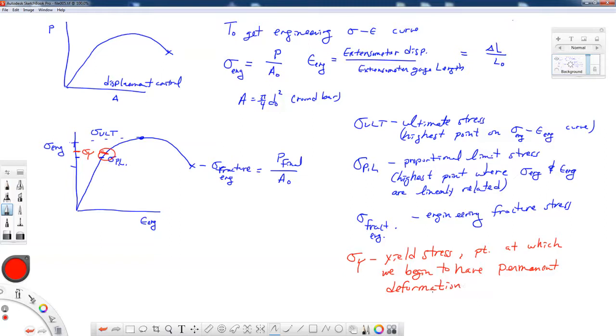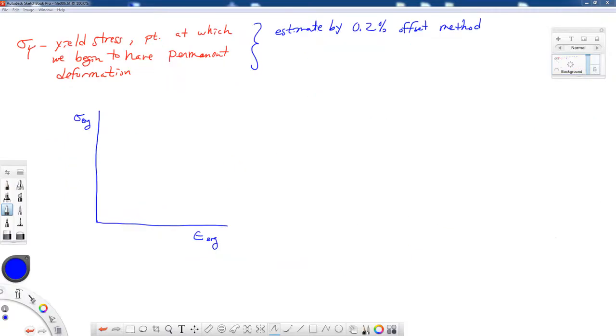Like I said, in some materials it is very distinct where you start to have permanent deformation, particularly for low carbon steels that have not been tested before in a monotonic tension test. You have an upper and lower yield point. But in some materials, titaniums, aluminums, coppers, things like that, we need to come up with an estimate for this yield stress point. And so let's talk a little bit about this 0.2% offset method to estimate that yield stress.